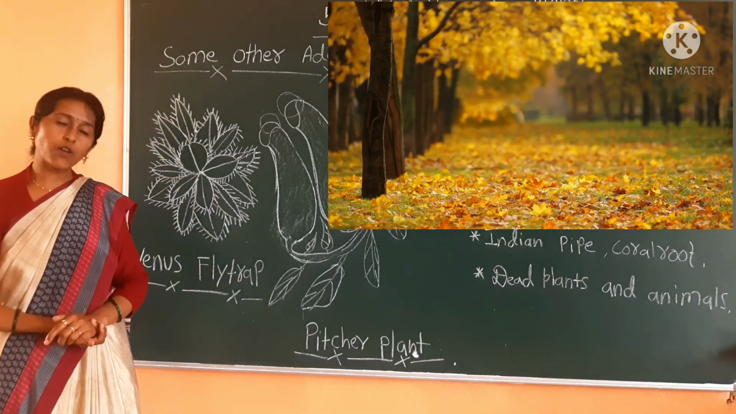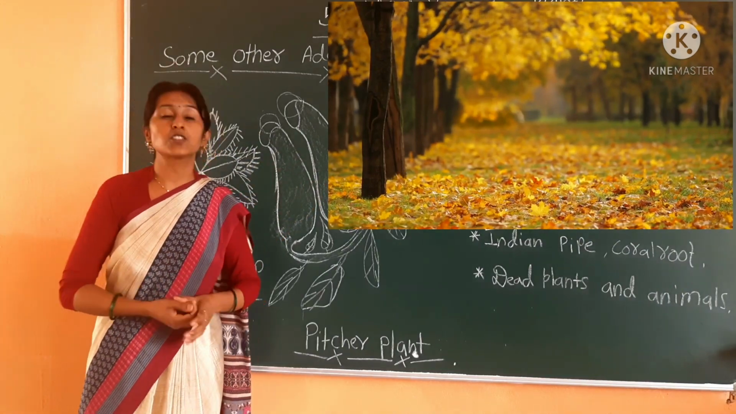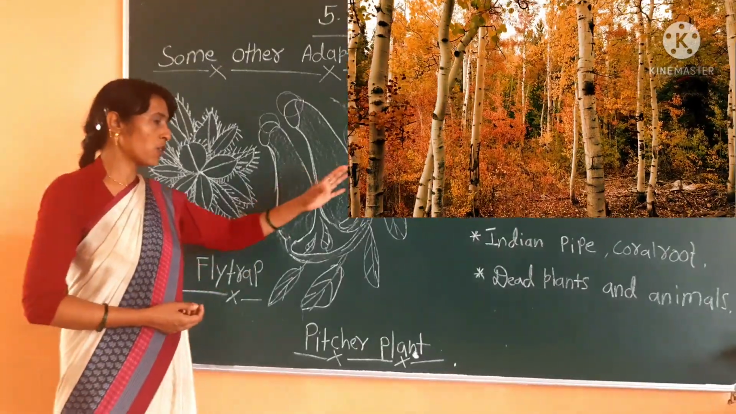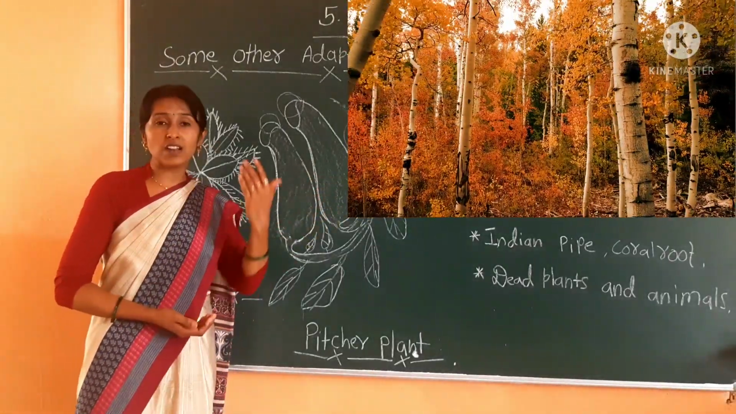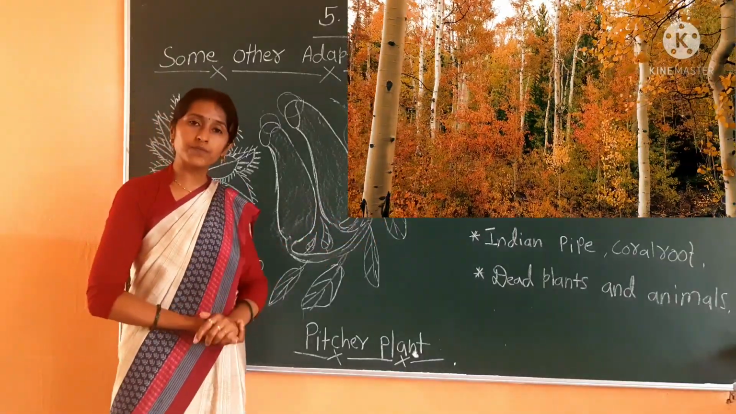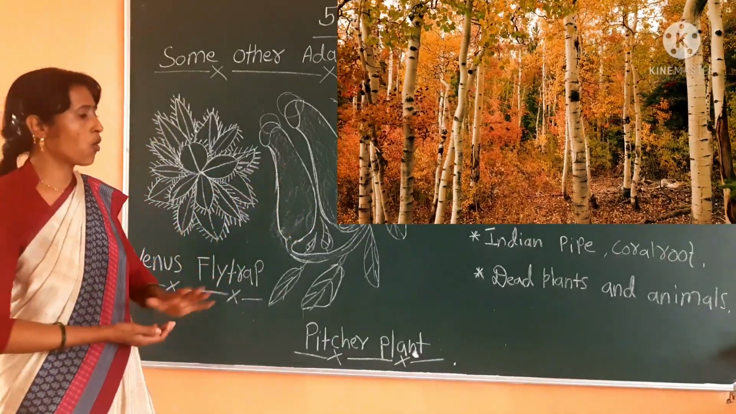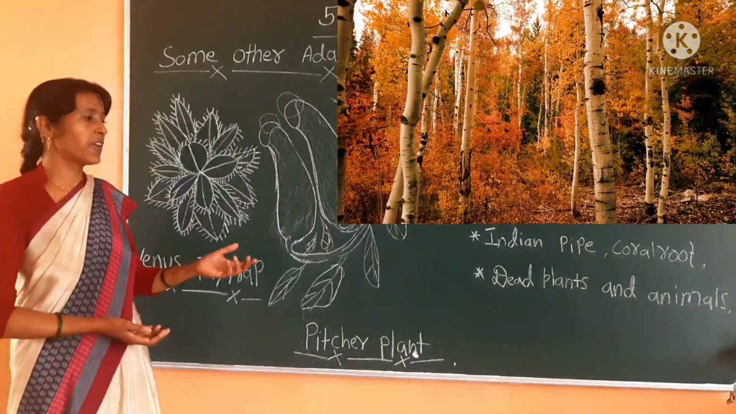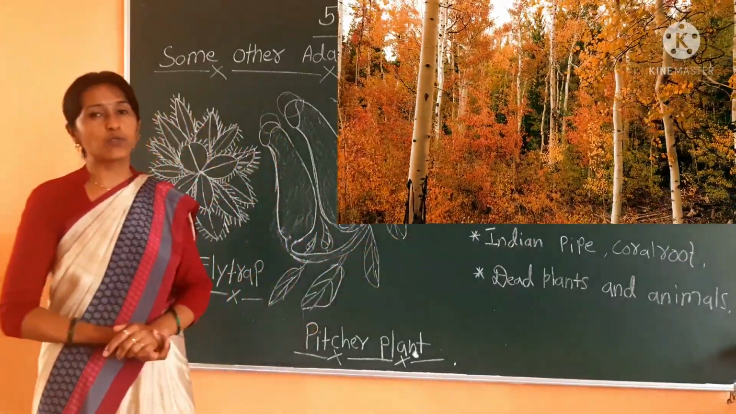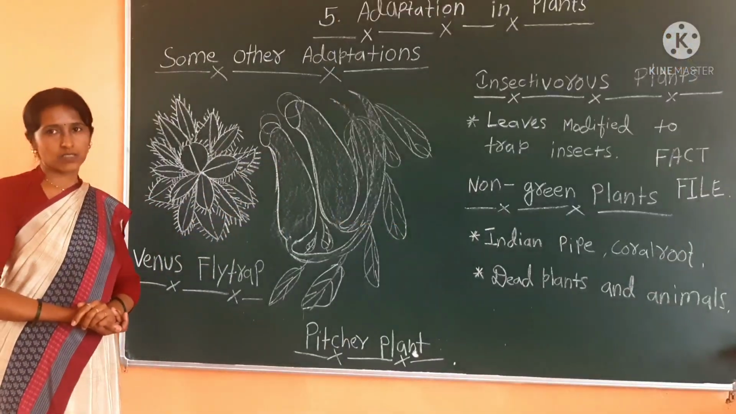Because of the absence of chlorophyll, they are not capable of making their own food. There is no photosynthesis process. So it is quite problematic for all of them. Then the question arises: where do they find their food? They find their food from dead animals or plants. In this way, they find their food items. Indian pipe and carrot root are both examples of these non-green plants.